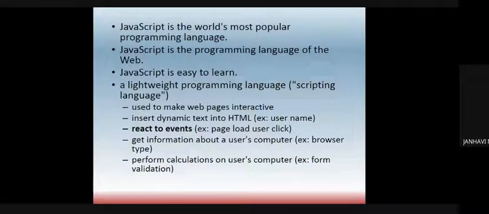Next, it can get information about the user's computer, for example your browser type, depending upon what data you insert into it. It can perform calculations on the user's computer, like form validation. We are going to study validation in detail. There are a lot of operations and features provided by JavaScript that make it easy to learn at the client side.